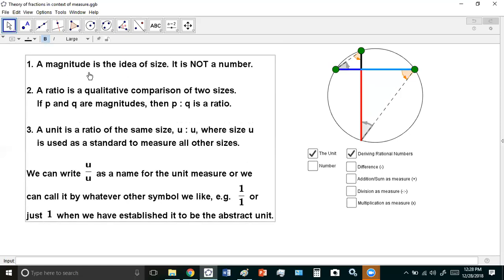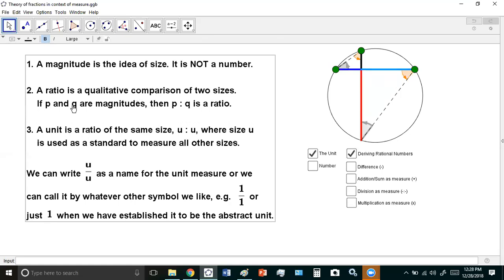All right, so let's quickly see how to derive the rational numbers, okay? So now, a magnitude is just the same as size, really. A magnitude and a size are the concept of the same thing. In other words, how big, how far, how heavy, how light, etc. Magnitude or a size is not a number, okay? A ratio is a qualitative comparison of two sizes. What does qualitative mean? It means a comparison without numbers.